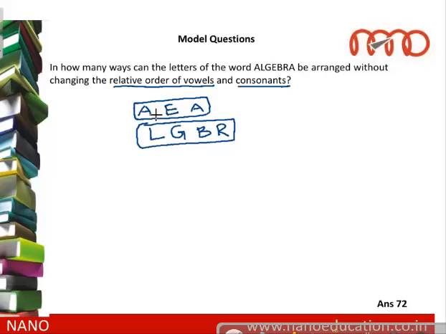That in a sense says the A's can be permuted among themselves in only one way.